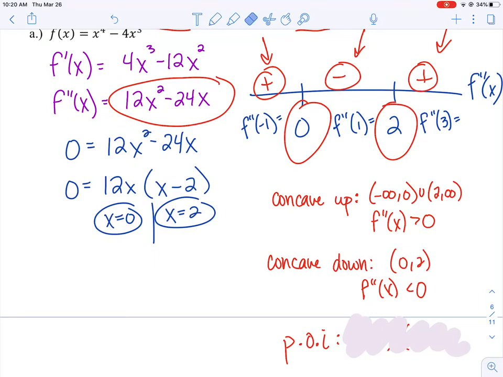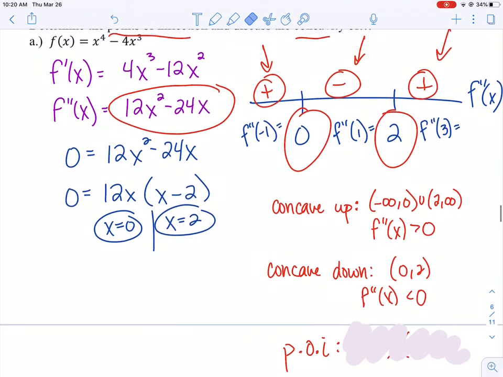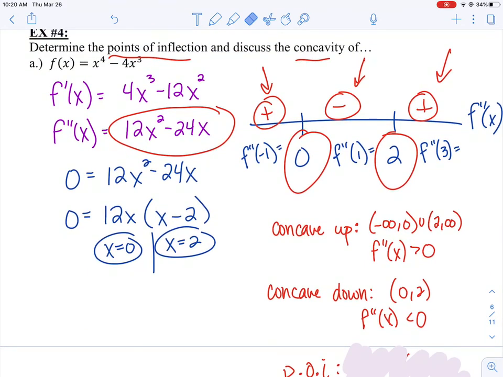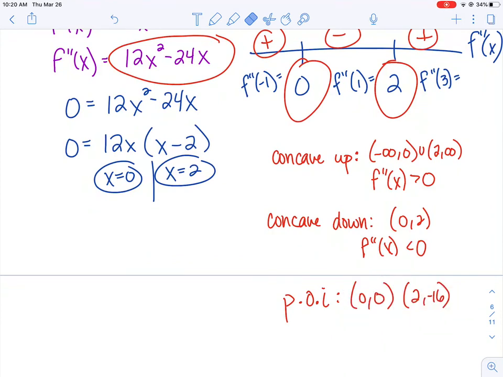But those are points of inflection. That means I need an x and a y. So if x is 0 and x is 2, then how do you think we're going to find the y value for our point of inflection? Well, remember, we're looking for points in my original graph that change concavity. So you should be plugging that 0 into your original f of x. You should be plugging in the 2 to your original f of x, so you can actually find the points of inflection in your original graph.